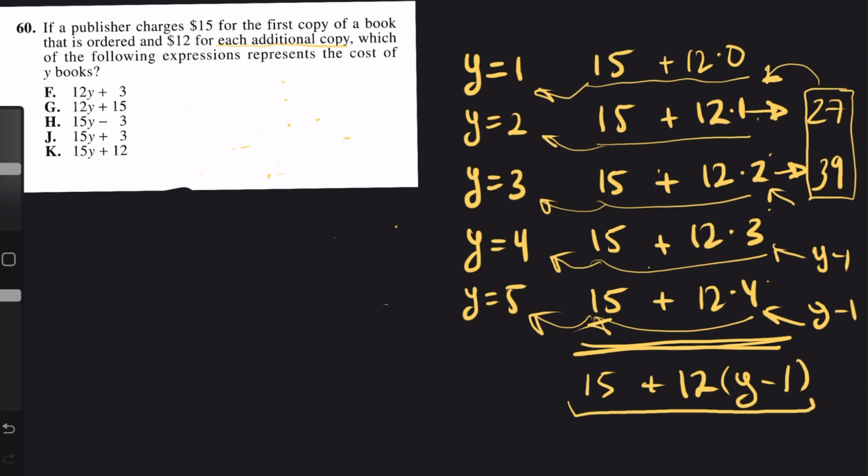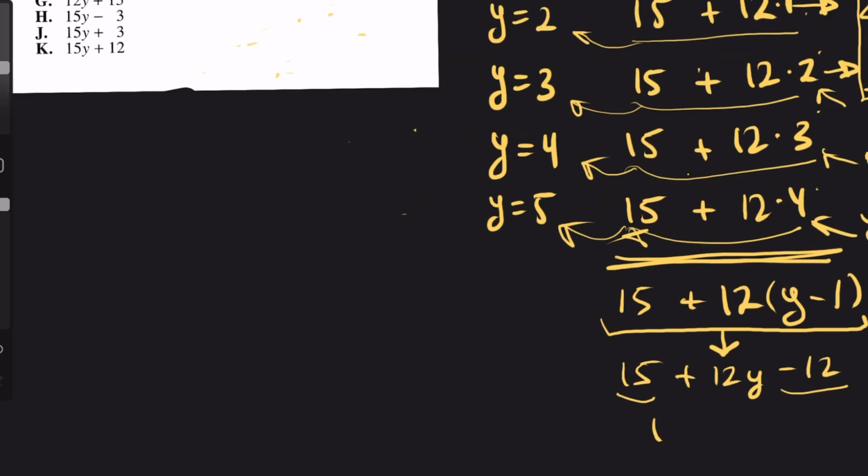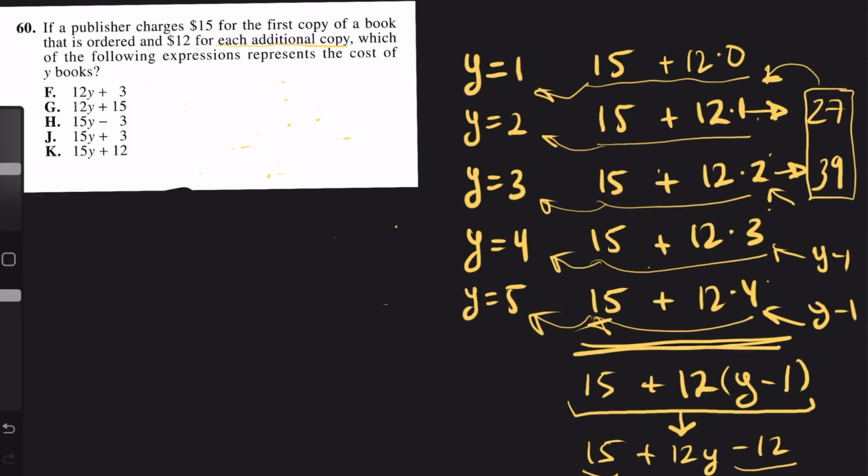This equation can actually be further reduced. Let's write it like this: we multiply everything there, and we see that this minus 12 can be added to 15. So we end up writing this in this way. And you can come back and see again that F is the answer.